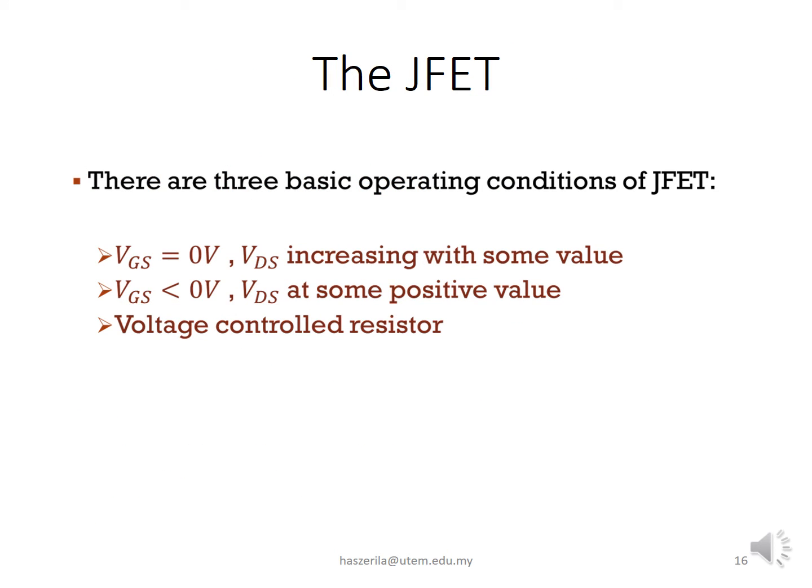There are three basic operation conditions of the JFET. The first condition is when VGS equals 0 volt and VDS increases to some value. The second condition is when VGS is less than 0 volt and VDS is at some positive value. And the third condition is when the voltage controls the resistor.